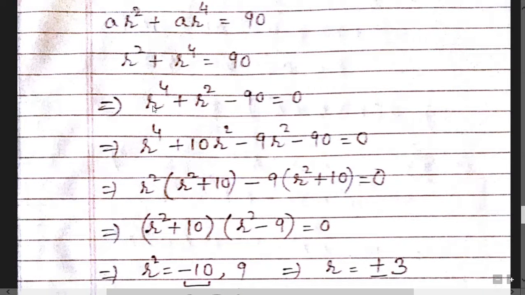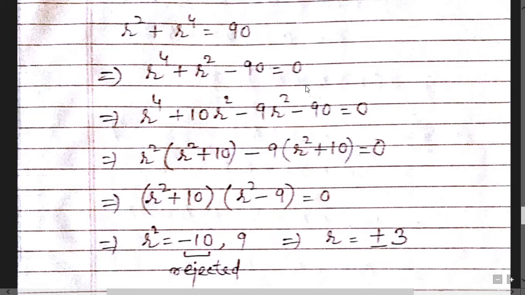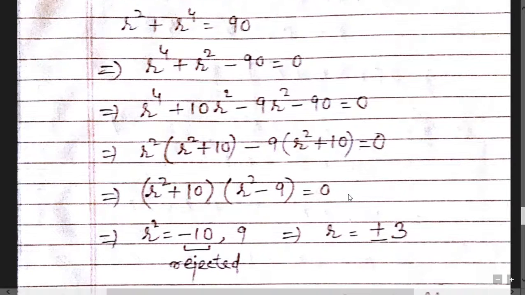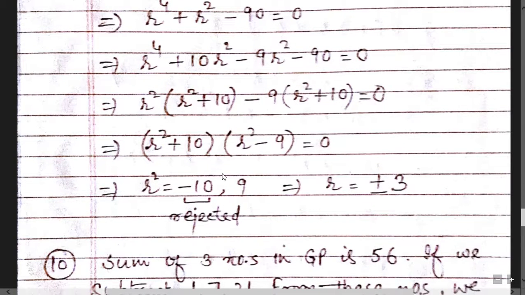Or you can write r raised to power 4 plus r square minus 90 is equal to 0. Then factorize. You can write (r square plus 10) into (r square minus 9) is equal to 0. One value is minus 10, which is rejected because a square is never negative. If I write r square is equal to 9, it means r is plus minus 3.